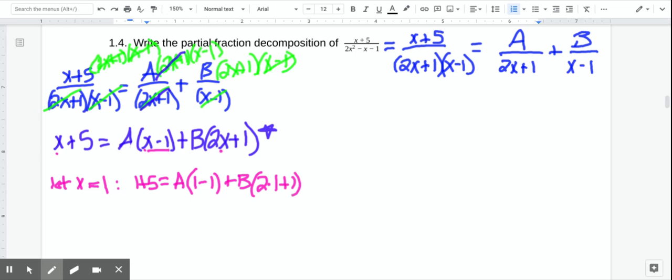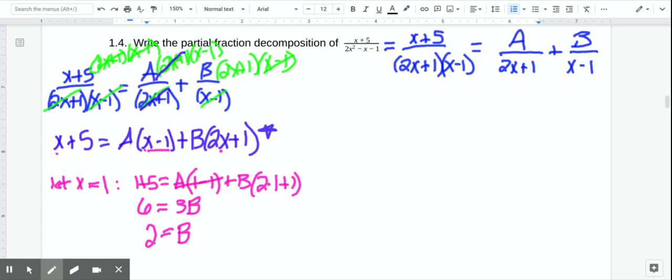You can definitely do this part in your head. I'm writing it out so you can see what I'm doing. That term's going to be 0, and we get 3B. So from this, we have learned that B equals 2, which is great because we need to know that.